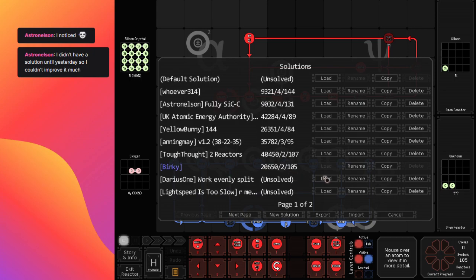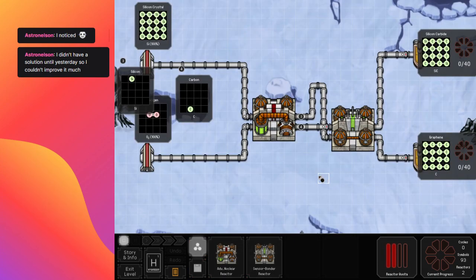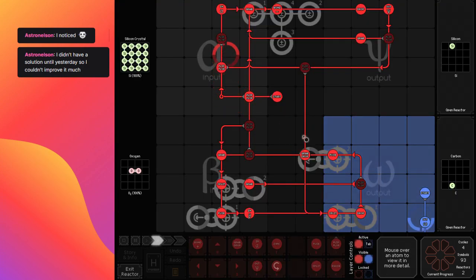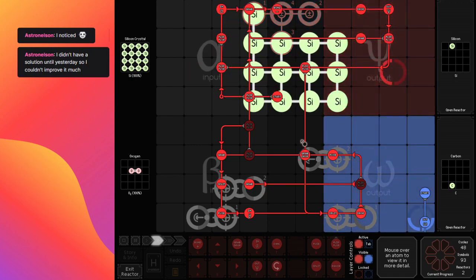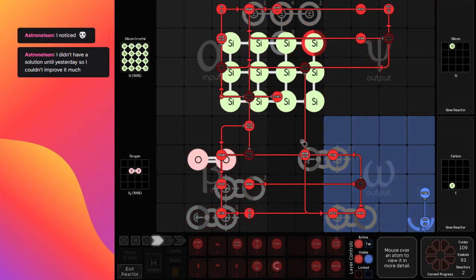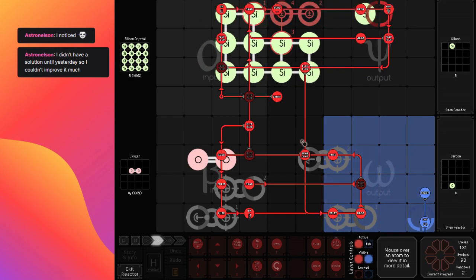5th place. Now we're headed to 4th place, which is Darius 1. Alright, so that's a silicon stream. We've seen this. Now, what is red doing down here? I think that's also a carbon stream.